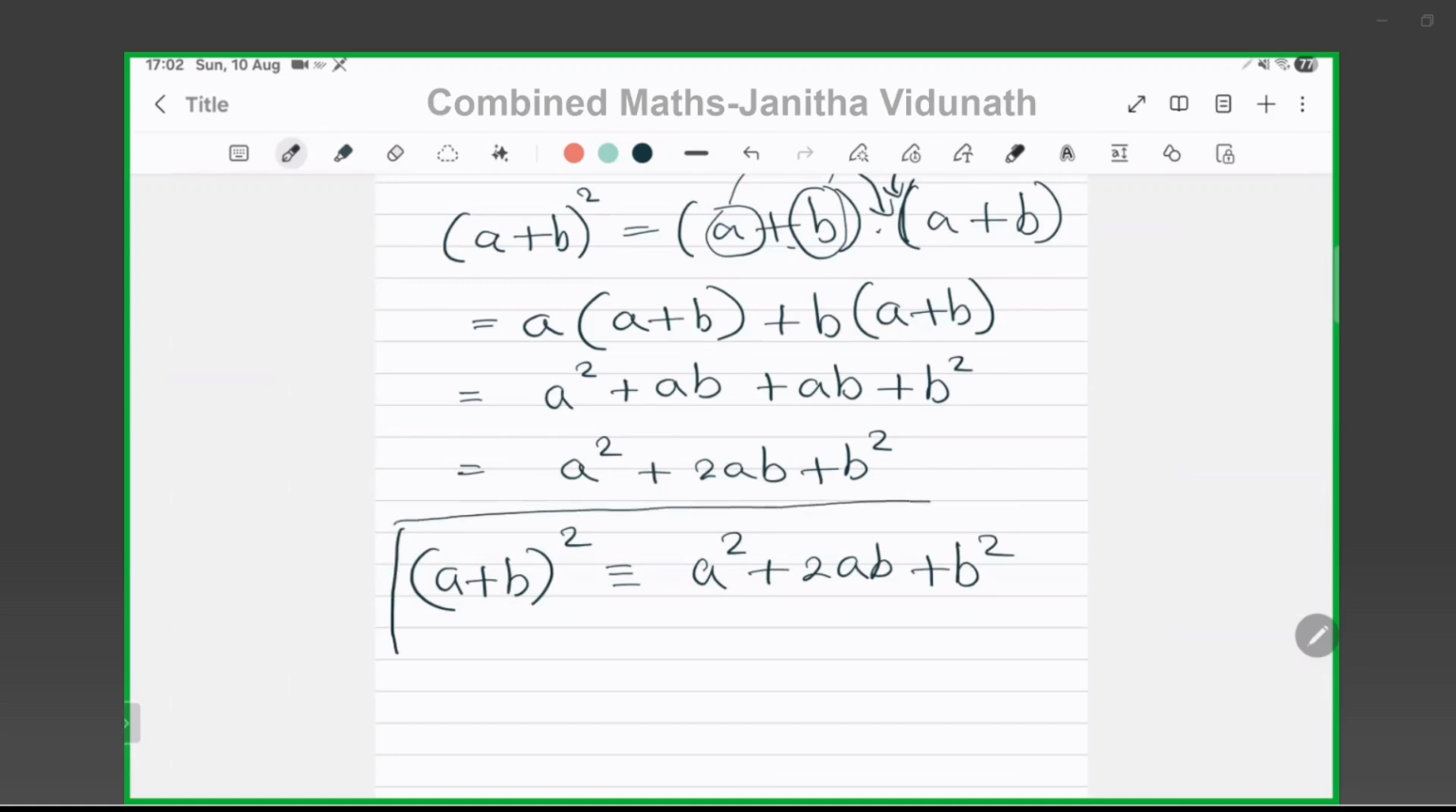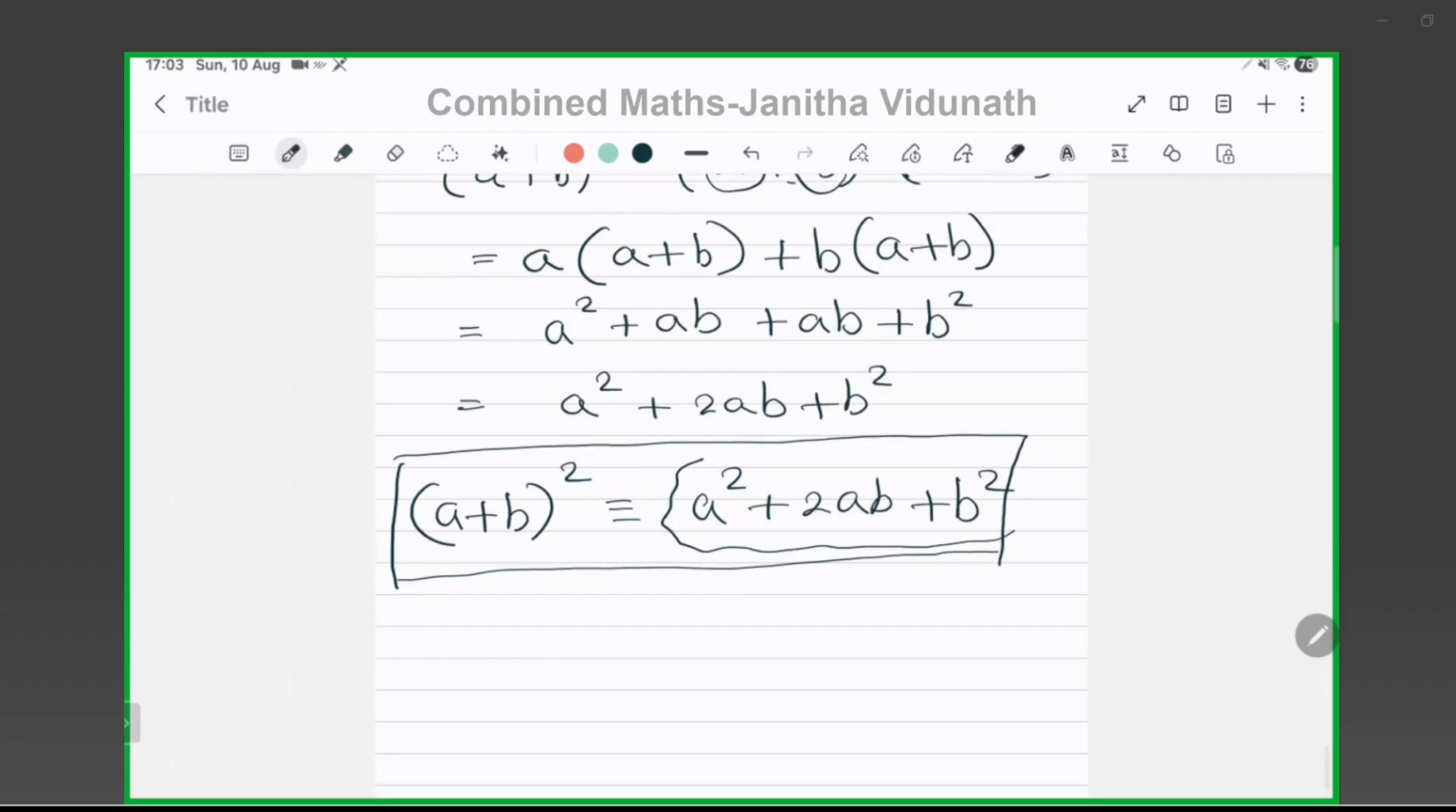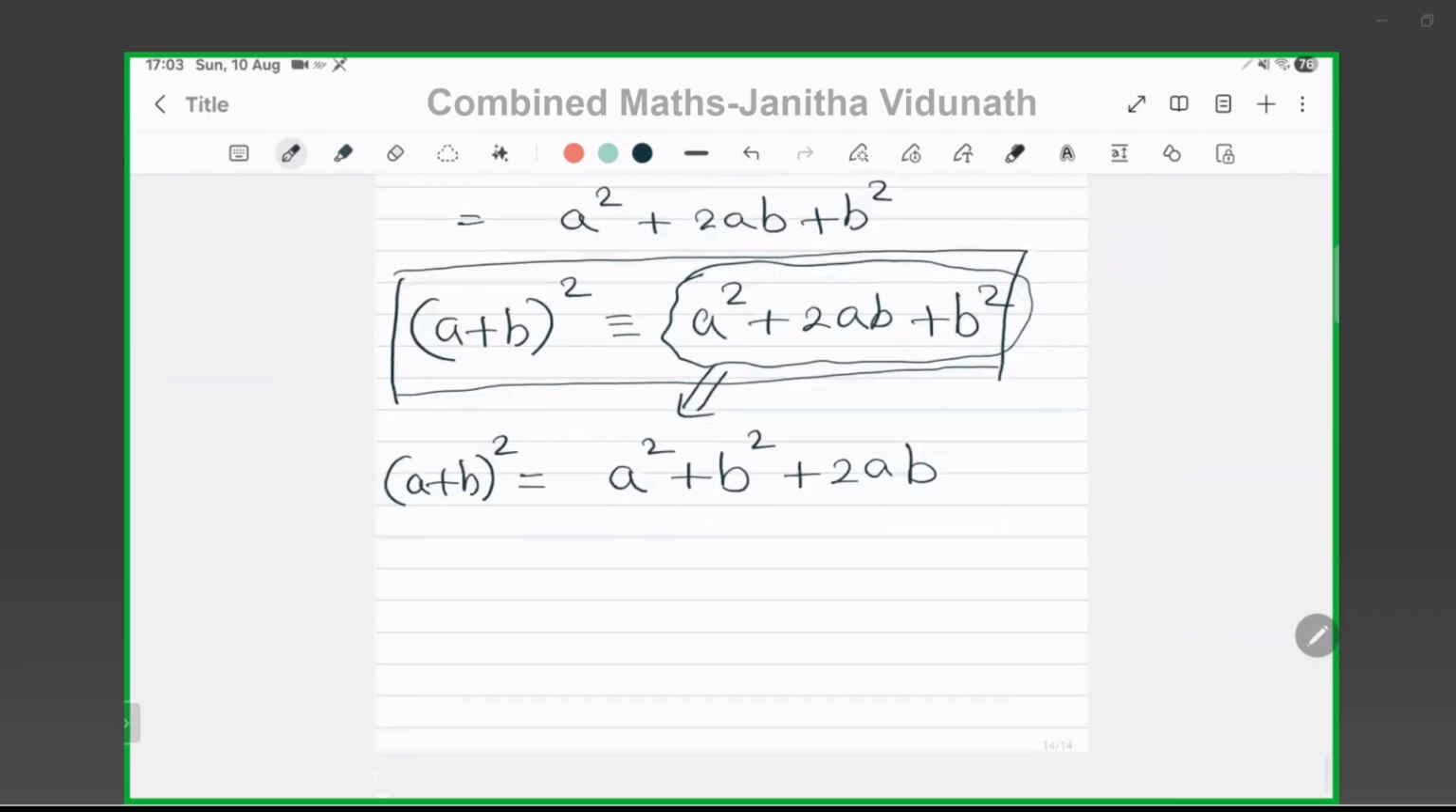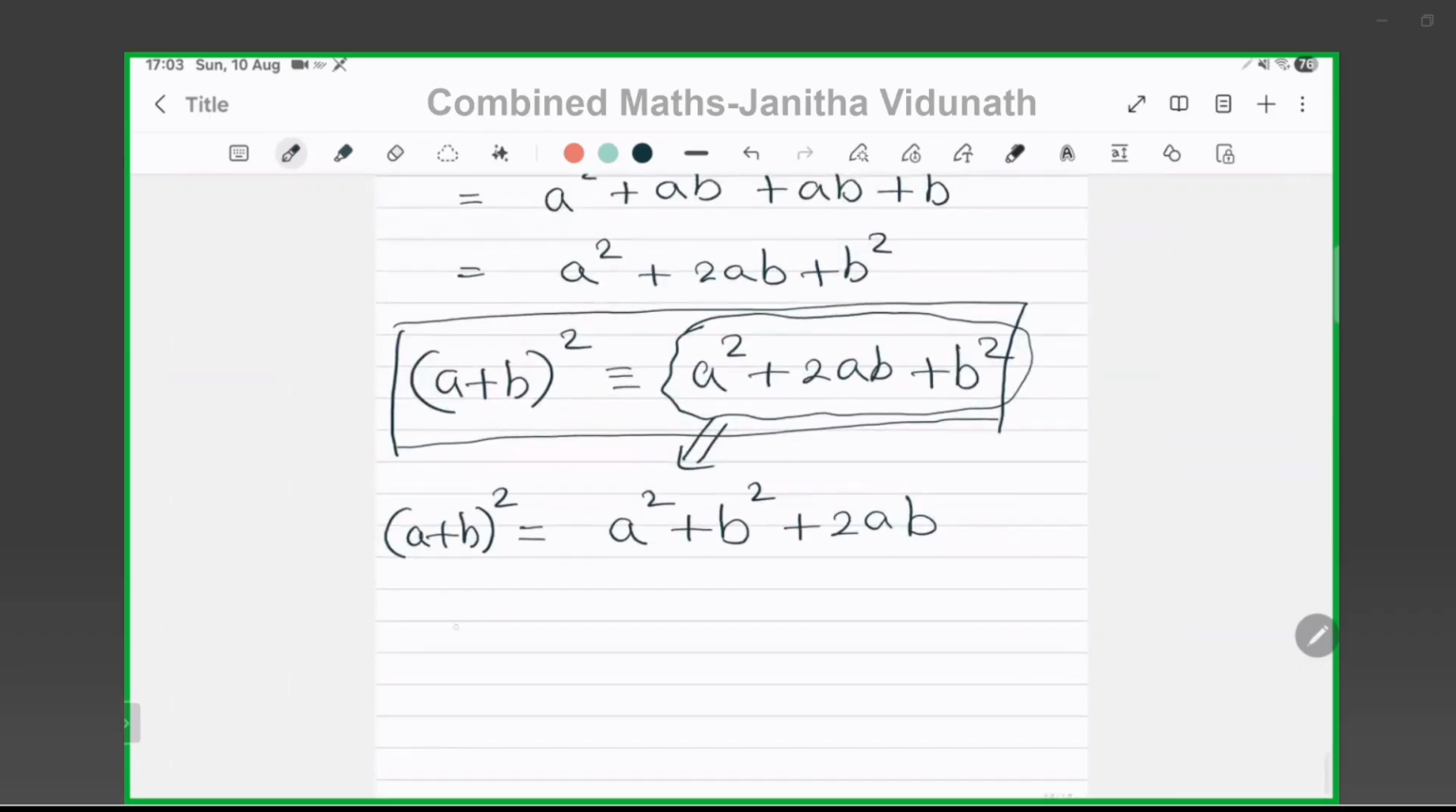We need to memorize this formula for our A-levels. We can change the order as follows: a square plus b square plus 2ab. This is the expansion of a plus b whole square. Here we can memorize that there are two terms, one is a and the other is b, and there is a plus sign between those two.